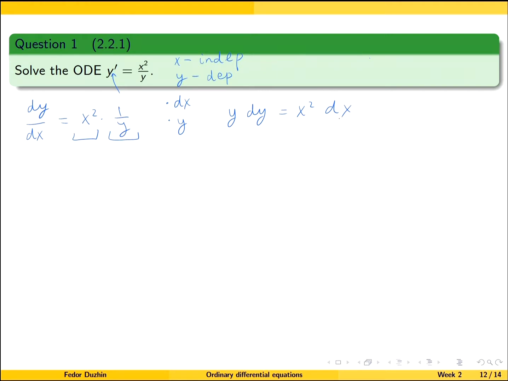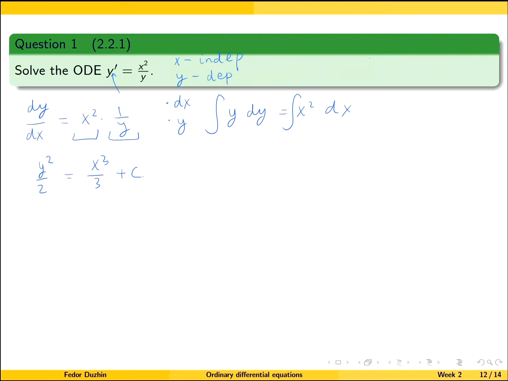So now the variables have been separated. The next step is to do integration. So then we integrate. The integral of y dy is going to be y squared over 2, equals the integral of x squared, which is x cubed over 3 plus a constant, right? We shouldn't forget the constant.